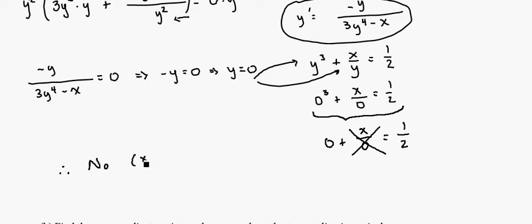And therefore there is no coordinate point, no x comma y, that makes y prime equal to 0. There just isn't any.